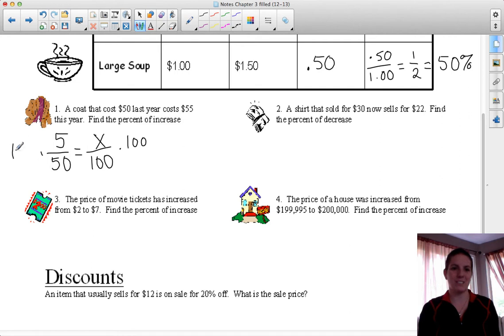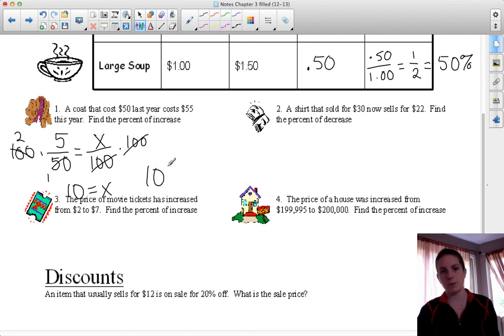Multiply by 100. Again, if I wanted to use my balance line, I could. 100 over 100 gives me a 1, so I have x equals 100 over 50, that gives me a 2, right? 2 over 1. 2 times 5 is 10. 1 times 1 is 1. So we get x is equal to 10, which means we had a 10% increase.